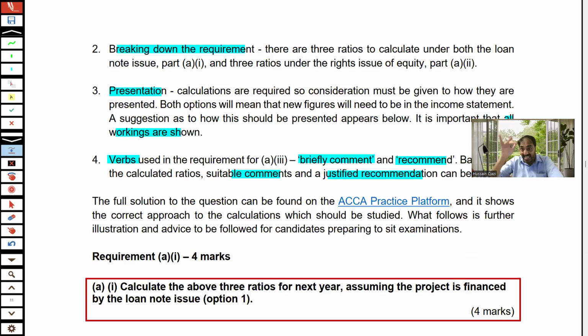Number 2, break down the requirement. There are 3 ratios to calculate under both the loan notes issue part A and 3 ratios under the rights issue. Okay.